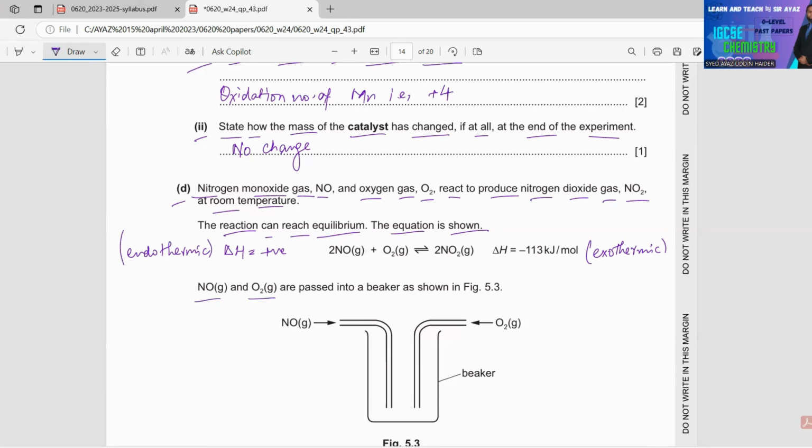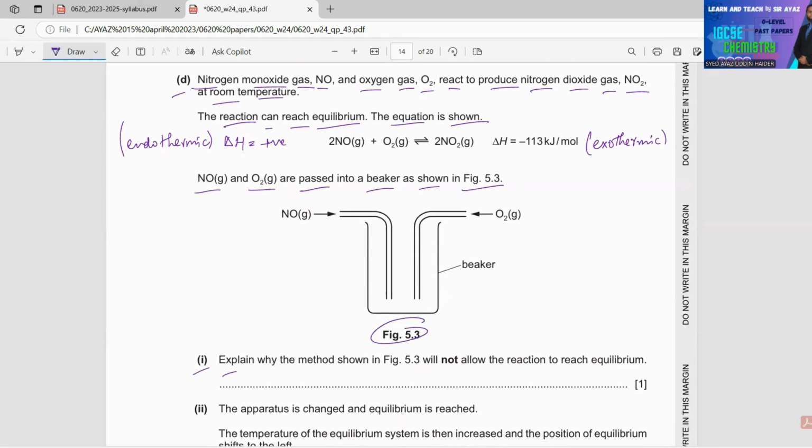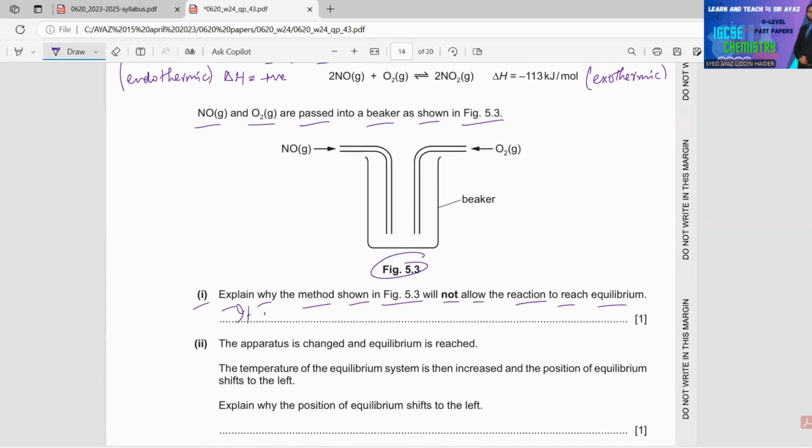NO gas and O2 gas are passed into a beaker as shown in figure 5.3. Here's a beaker. 5.3.1. Explain why the method shown in figure 5.3 will not allow the reaction to reach equilibrium. Definitely, it's not a closed system, it's an open system. For a reversible reaction reaching dynamic equilibrium state, it must be in a closed system.